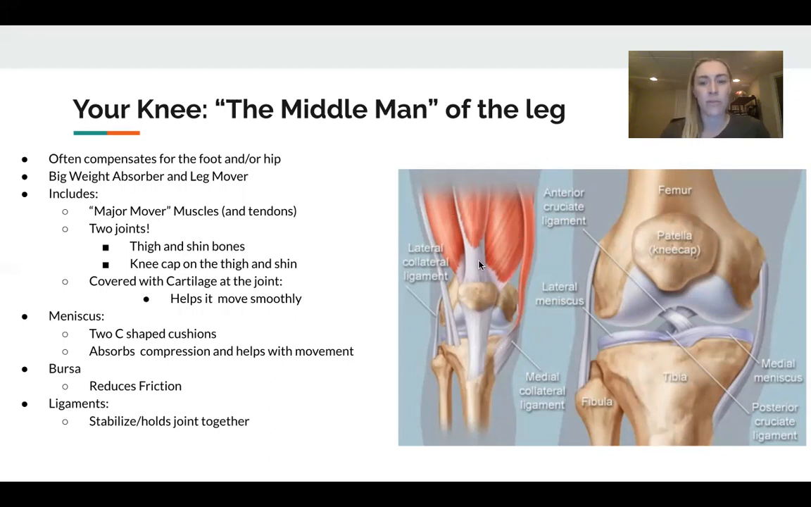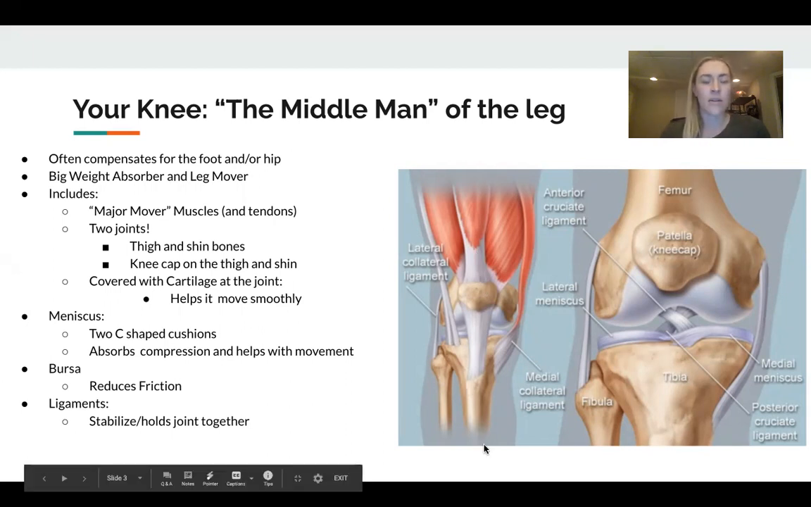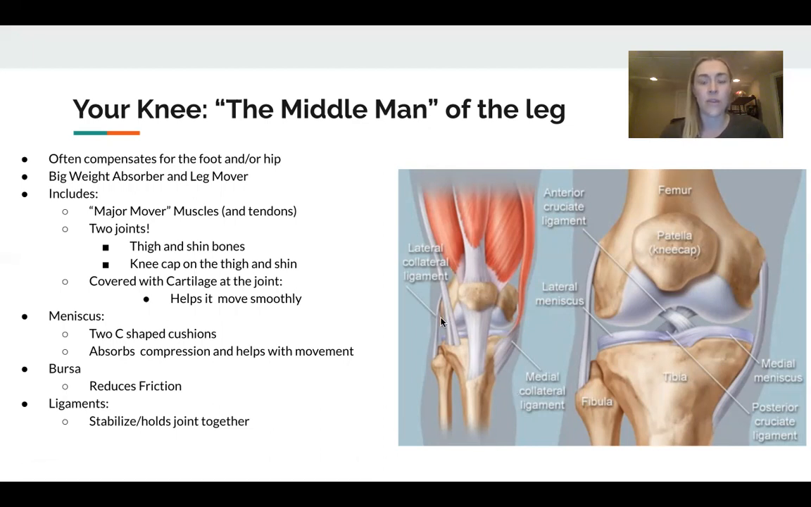You can see these major mover muscles here in the front of the thigh. You have your hamstrings in the back. You have your calf muscles and some muscles in front of the shin. It's actually two joints. So you have your thigh and your shin bones where they meet. And then you also have your kneecap resting on those two bones. All these bones are covered in cartilage, which helps the knee move smoothly if there's no issues with the cartilage. You also have meniscus to the inside and outside that help do that and also provide some cushion.